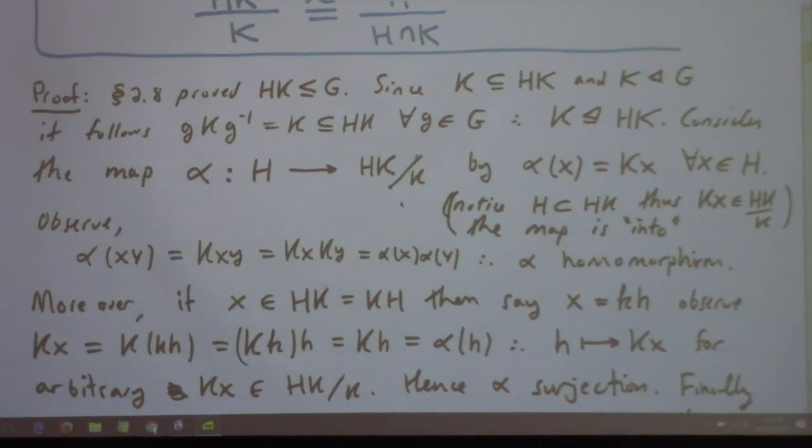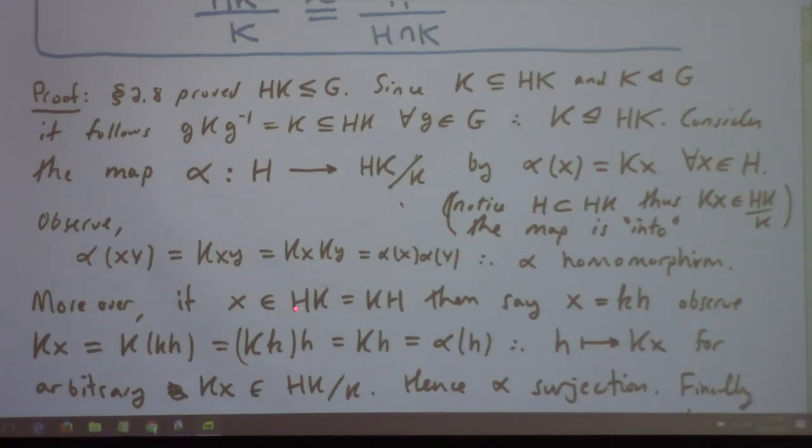Anyway, the fact that HK is a subgroup and that K is normal in HK follows essentially from chapter 2 stuff. And then the rest of the argument is just that this mapping alpha, defined by just the right coset like that, is actually a homomorphism, which here's the details. Surprise! Wow, that was really tough. And then also the question of whether or not that's well defined is a little bit involved.